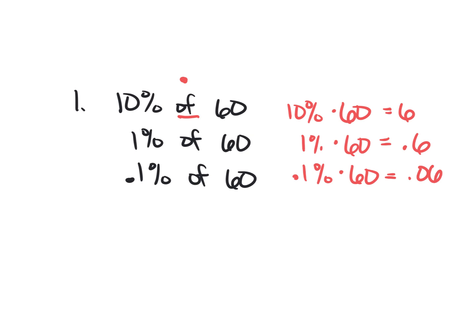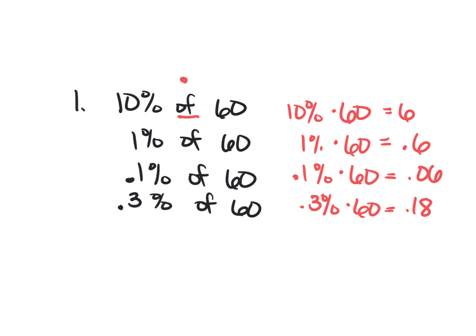And then they may ask, like, what is 0.3% of 60? So in our calculator, 0.3% times 60, we get 0.18. Okay, so number 1 is just a multiplication problem.